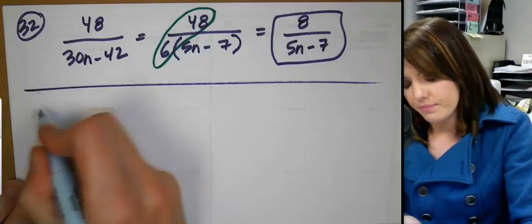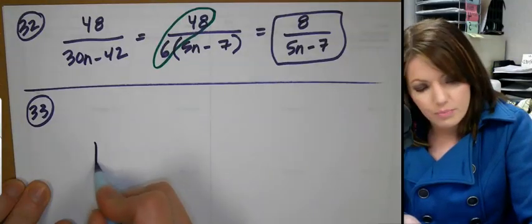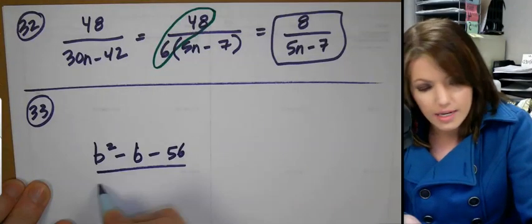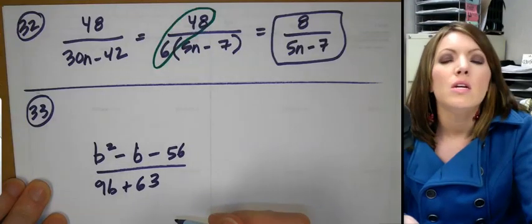Okay. That one was easy. Next: b squared, I'm going to leave some room for this one. b squared minus b minus 56 over 9b plus 63. Again, the directions just say simplify.